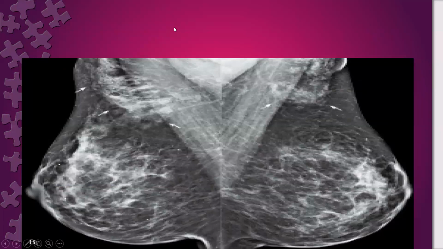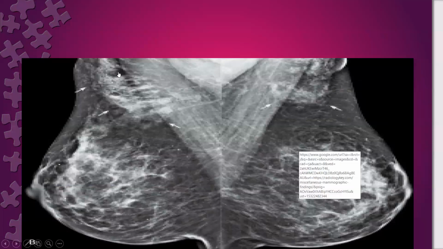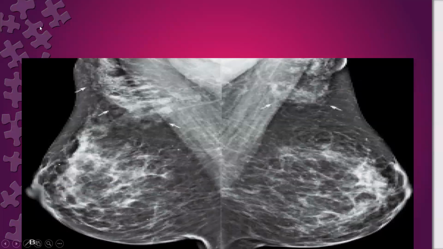The ACR here is ACR B, heterogeneously dense breast. B or C? C, it's okay. So you said heterogeneous. Heterogeneous is C, dense C. And both are slightly larger on the right side.